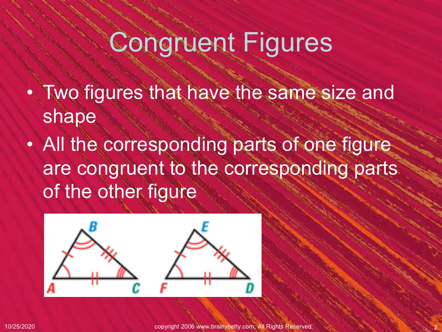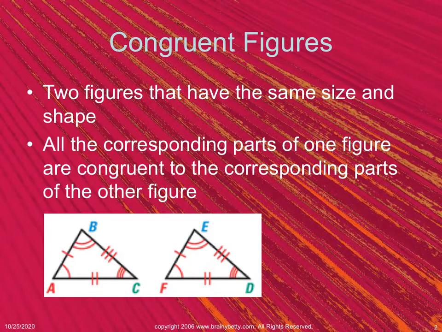So first let's define what a congruent figure is. A congruent figure is two figures that have the same size and the same shape. All of the corresponding parts of one figure are going to be congruent to all the corresponding parts of the other figure. So we'll be able to match all the angles and all the side lengths. They may ask you to match every single corresponding part, and then you will also probably be asked to write a congruency statement or a statement of congruence.